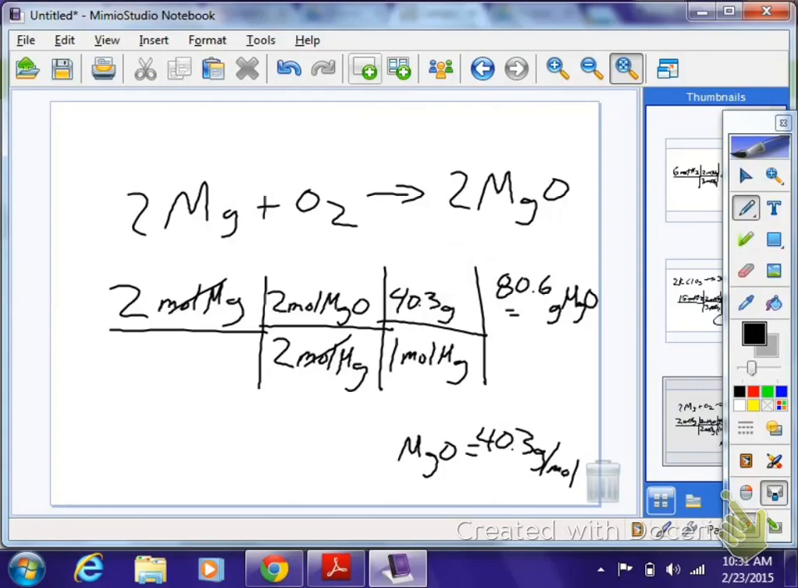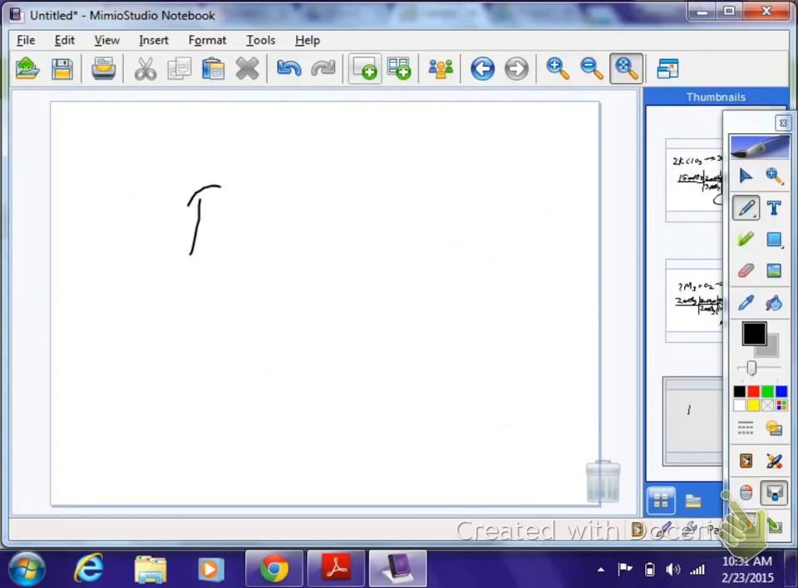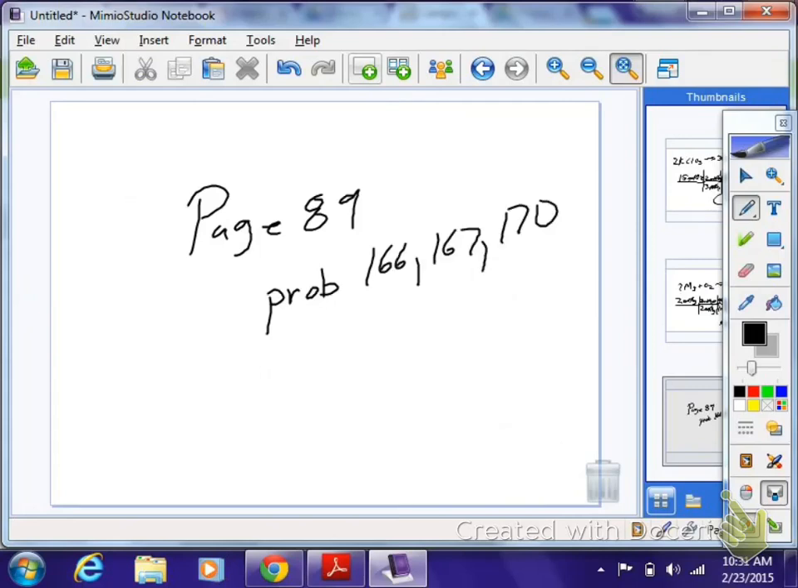So the problems I want you to do associated with these 2 examples would be page 890. It's on the board. In your book, it would be problems 166, 167, and 170. Okay? And that's what you need to do.